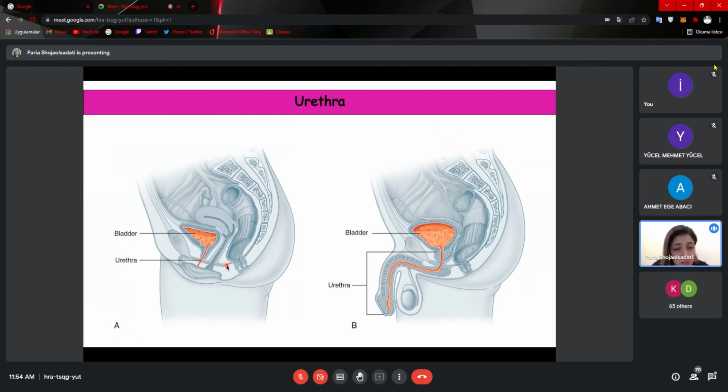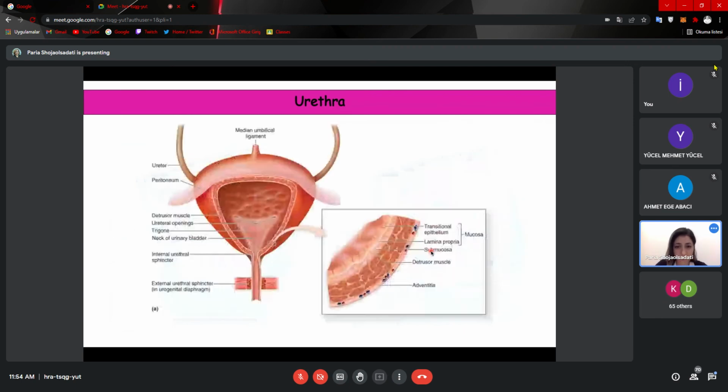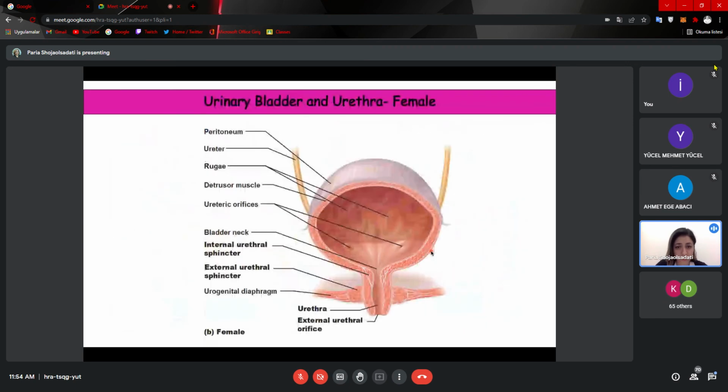You can see the pelvic diaphragm in, let me take my laser pointer, excuse me. You can see the pelvic diaphragm in the female and the pelvic diaphragm in the male. Both have the external urethral sphincter located there; in the male located inside, and in the female located on this side. But the internal sphincter surrounds the initial part of the urethra.